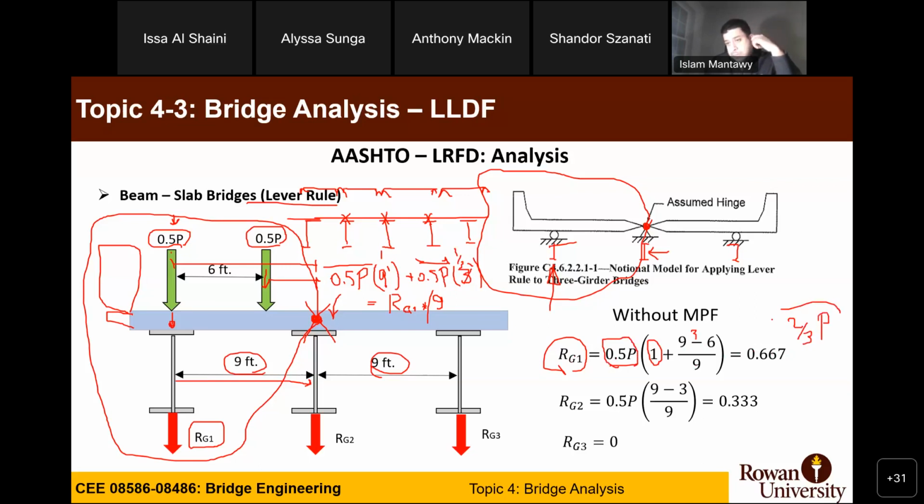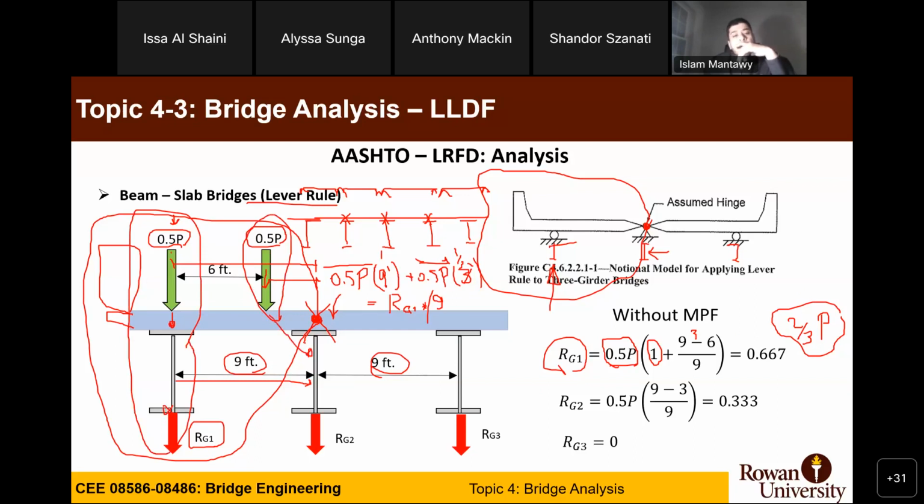Correct, Anthony? Yep. So what does it mean if 2/3 of the P goes to the exterior girder? So you have the 0.5 from the one wheel, and then you would have another portion of the second wheel, right? Yes, it would be another portion. It would be less than half of it, because this wheel is closer to this, right?